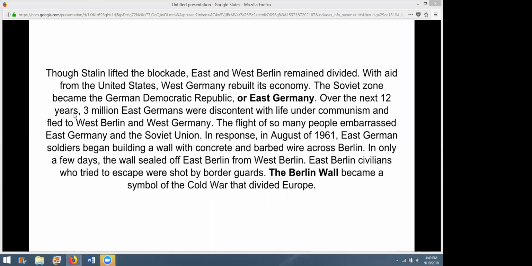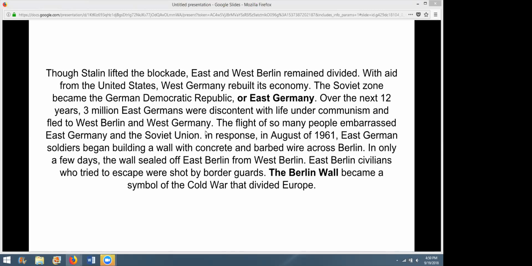Okay, so there's a lot of reading here. If I could just sum up this reading in just a sentence or two, that would help me and help you out tremendously. How I would sum this up: after World War II, relationships between the United States and the Soviet Union were not good, and we know that from previous lessons. If you look at it, Germans were discontent with life under communism and began fleeing to West Germany. The flight of so many people embarrassed East Germany.